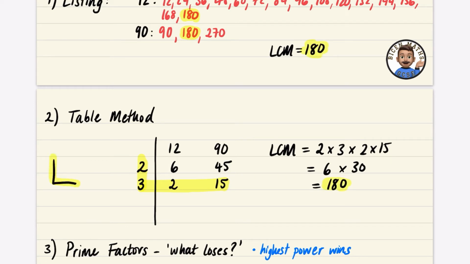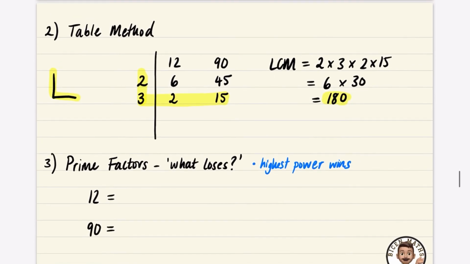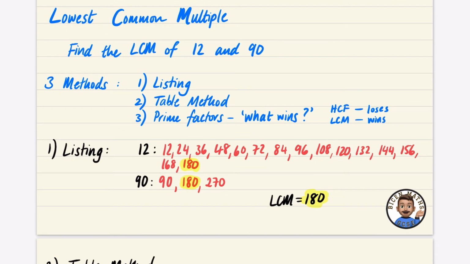So it's that L shape for the lowest common multiple. Now we're going to have a look at the prime factors method. Previously, when it was the highest common factor, we said it was what loses. But with the lowest common multiple, it's going to be what wins. In other words, what are the highest powers that we've got?